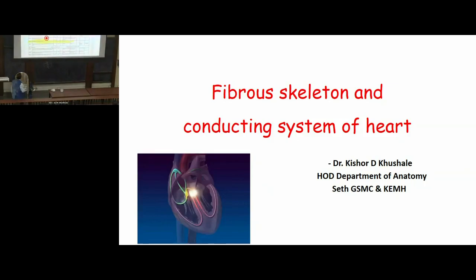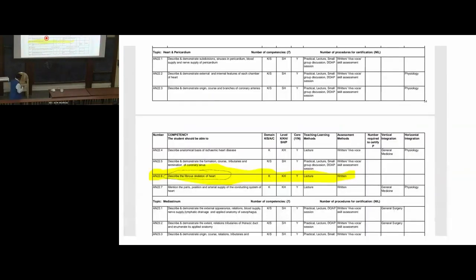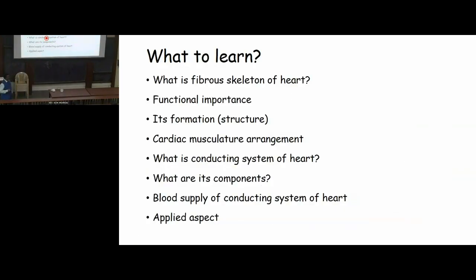So in your curriculum, what is this? Which competency is it? Fibrous skeleton of the heart. So you must know what the fibrous skeleton of the heart is. Then the functional importance: what is its functional importance? For suturing, which is very important for cardiothoracic surgeons. Then the cardiac muscular arrangement, and the conductive system of the heart.